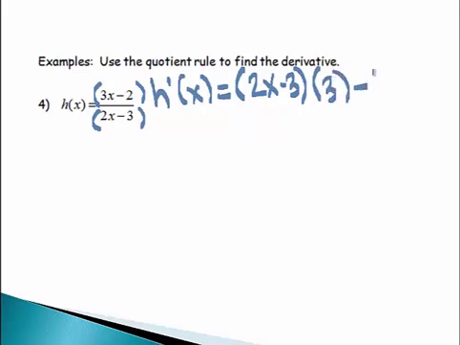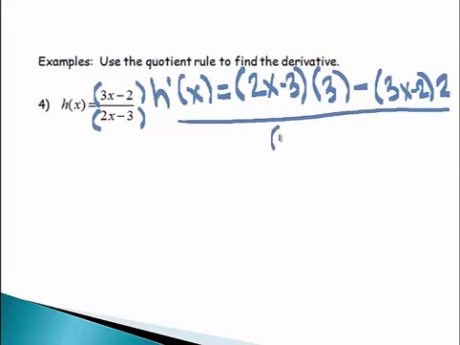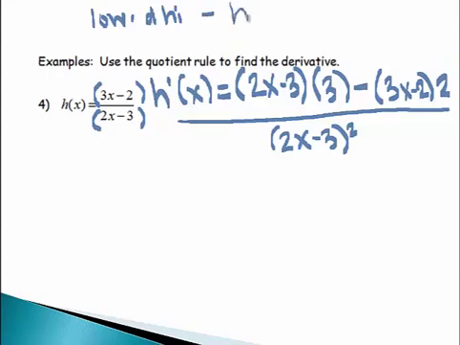Minus high, the numerator, times d low. D low means derivative of the low. The derivative of 2x minus 3 is just 2, all over the denominator squared. So remember, it's low d high minus high d low, all over the denominator squared.